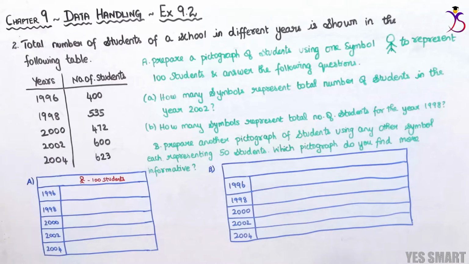In 1996, we have 400 students. Since one symbol represents 100 students, in order to represent 400 students, we are supposed to draw 4 symbols, because 400 divided by 100 is 4.